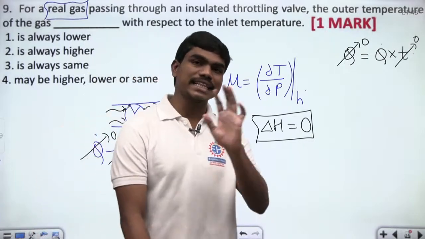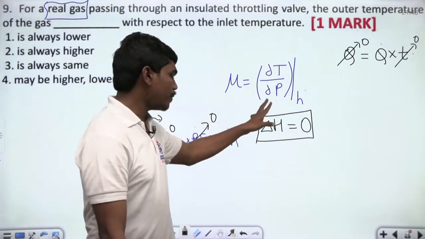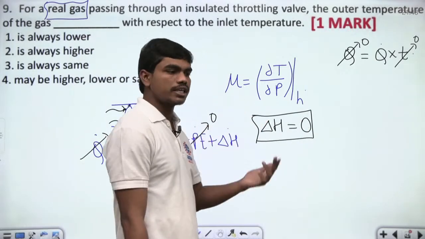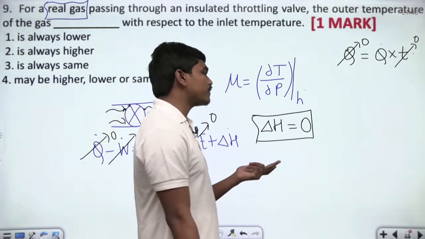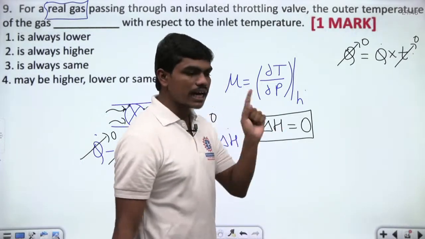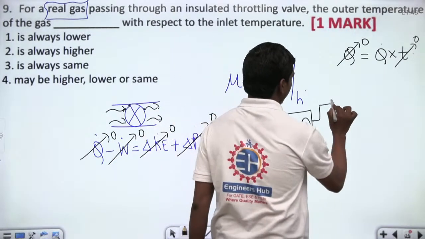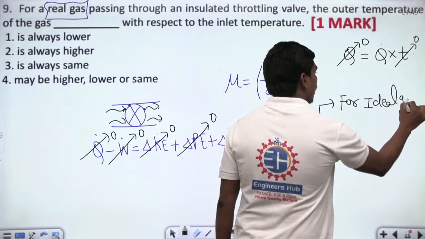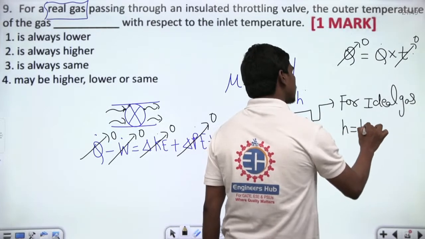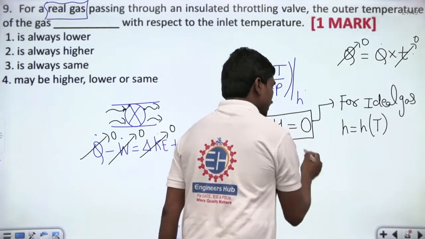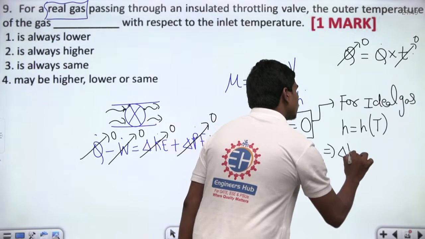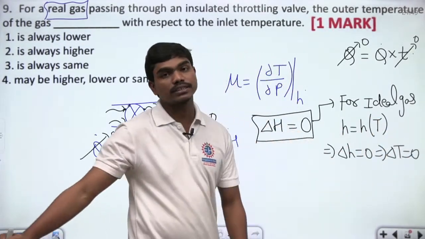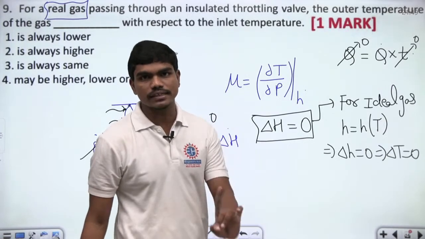Sometimes you call this an isenthalpic process because your final enthalpy and initial enthalpy are the same, and the change in enthalpy is 0. Okay, so this delta H is equal to 0. Now, if this is an ideal gas, obviously your enthalpy is a function of temperature alone, and if delta H is equal to 0, that implies your delta T is equal to 0, which means your temperature remains the same. But of course, this is the case only for an ideal gas.